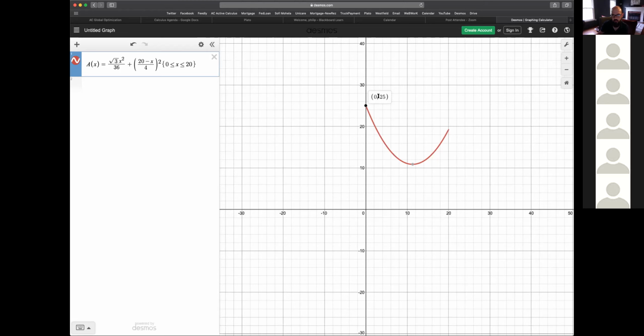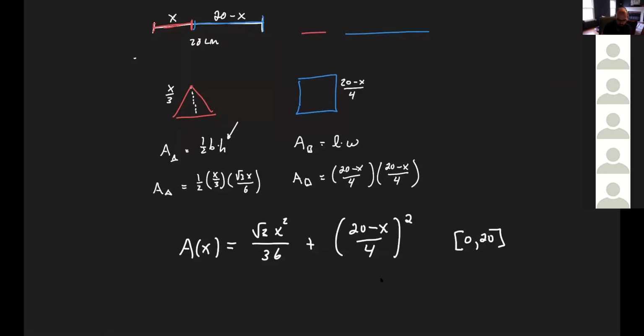So we have this. If I input 0, I get 25. That's our max value. So let's go back and look at our picture. Okay, so what is the 0 and what is the 25? So if x is 0, what does that mean? Would it mean that there's no triangle? Yeah, right. You're not even making a triangle. So if you want the maximum area, you shouldn't make a triangle at all. You should put everything into the square.